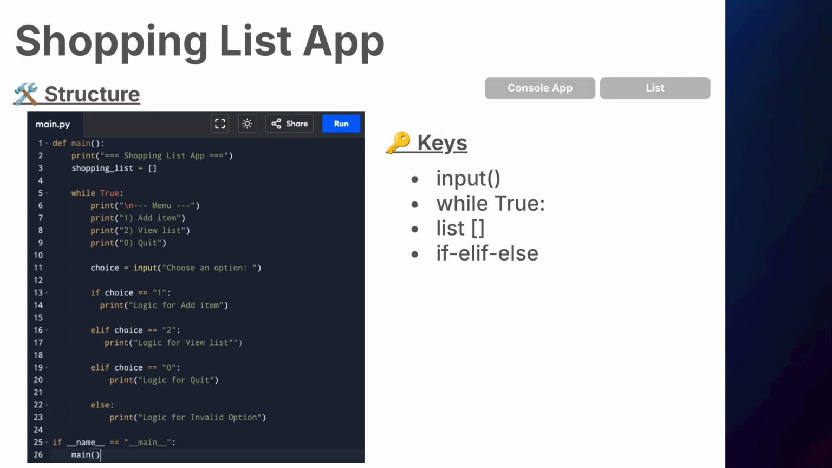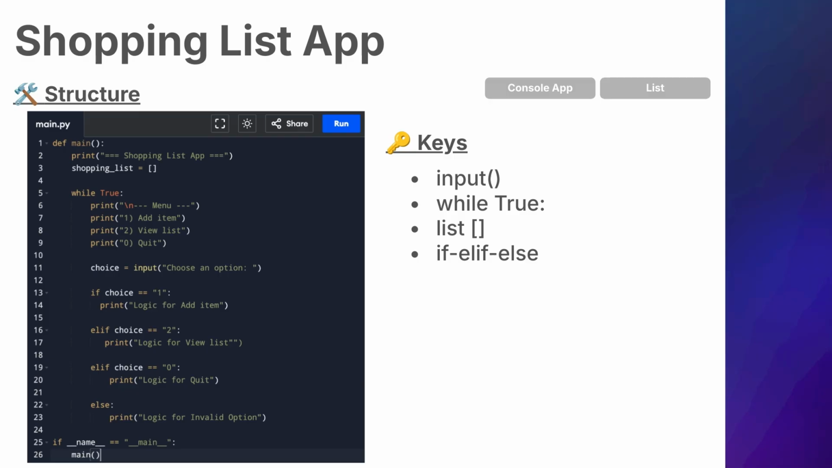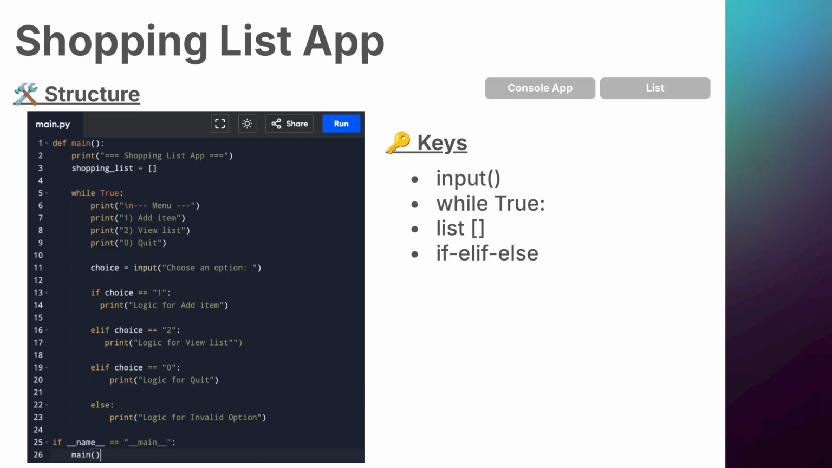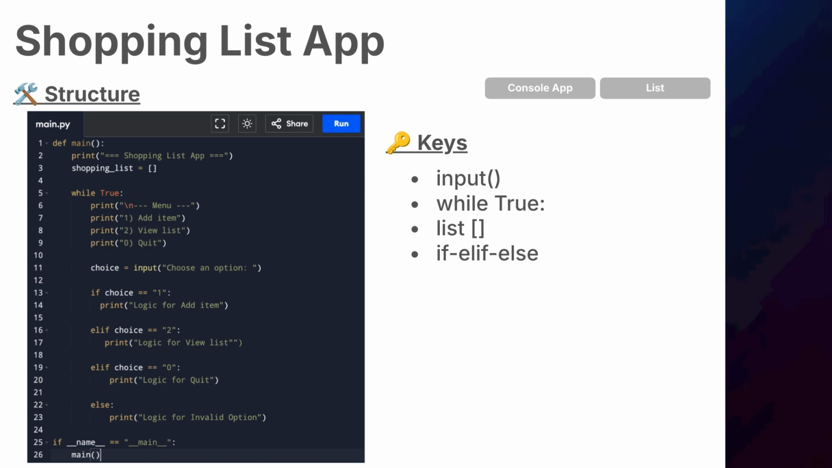Finally, at the bottom, it tells Python to run our main function when this file is executed. This is just our skeleton. In the next steps, we'll go back to each placeholder and write the actual logic for adding items, viewing them, and quitting.